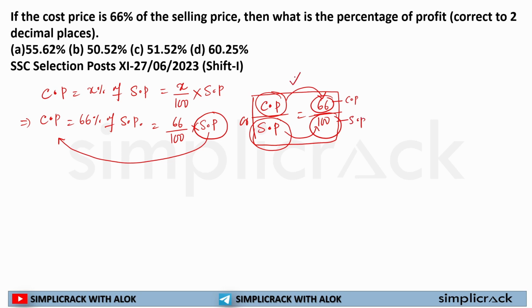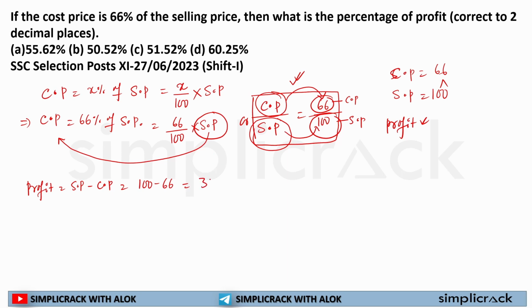So in this whole transaction, cost price is 66 and sales price is 100. We are seeing sales price is greater than cost price, so profit will happen, right? So profit is equal to sales price minus cost price, that is 100 minus 66, which is 34. So what is my profit? 34.